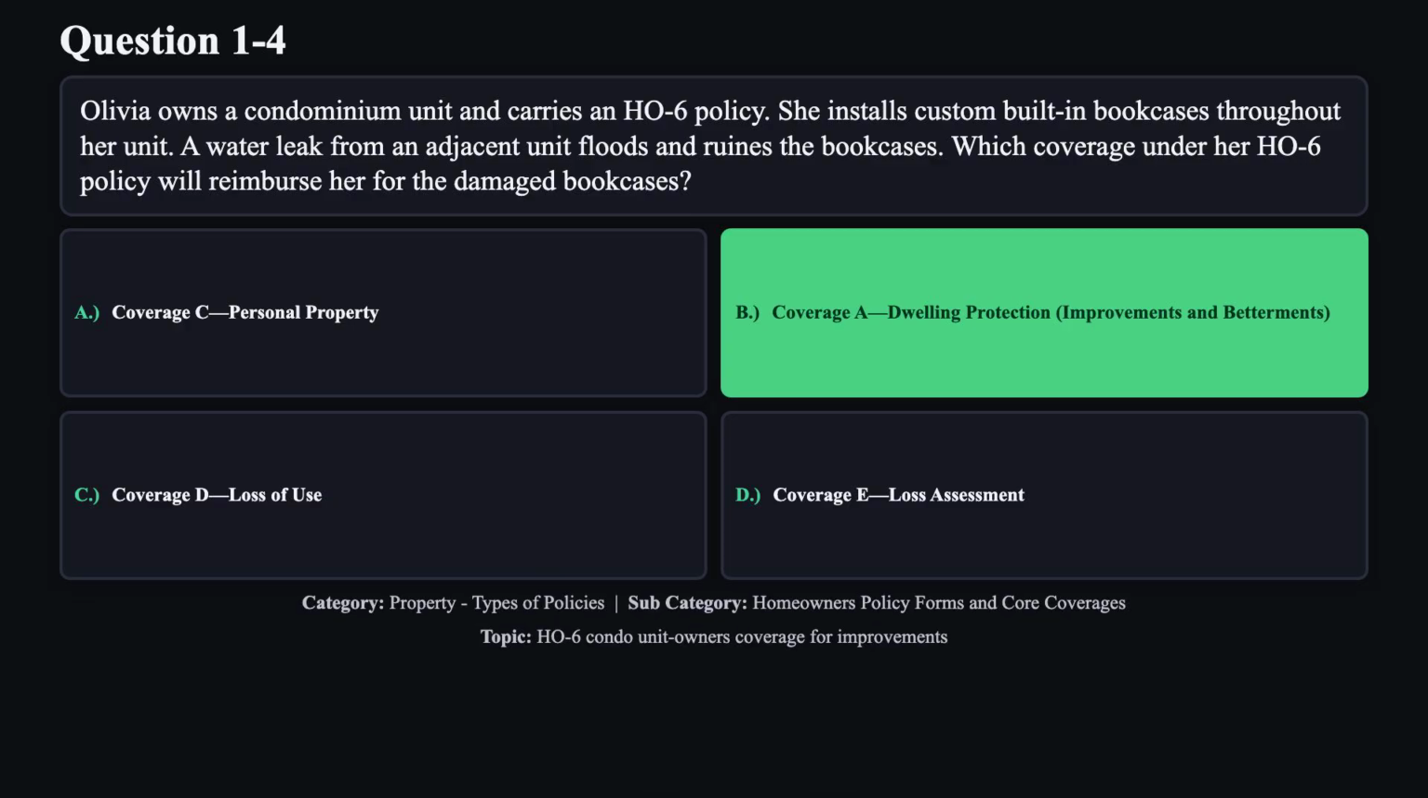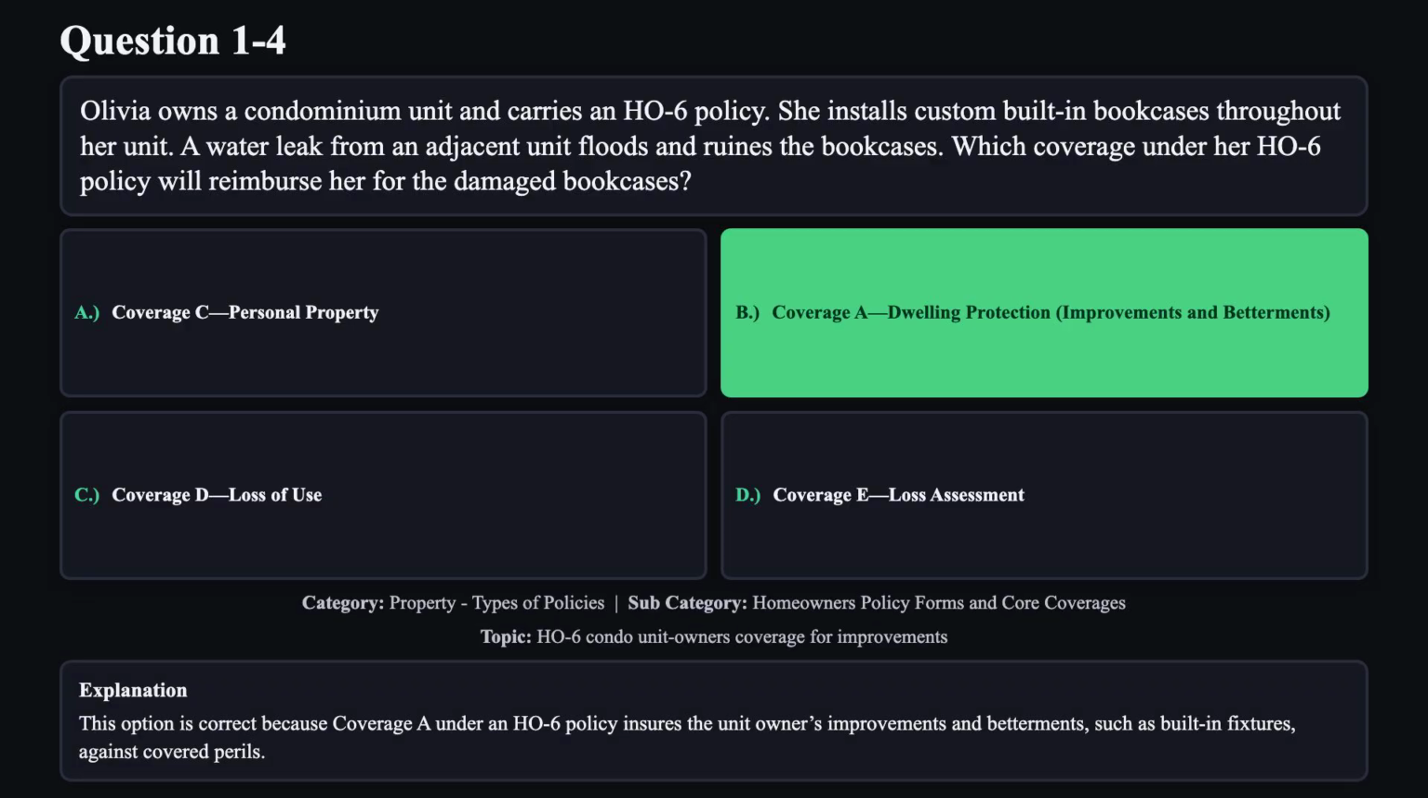The correct answer is B. This option is correct because coverage A under an H06 policy ensures the unit owner's improvements and betterments, such as built-in fixtures, against covered perils.